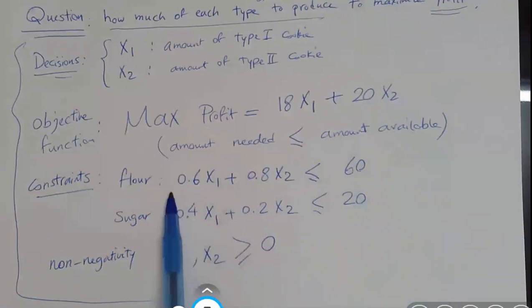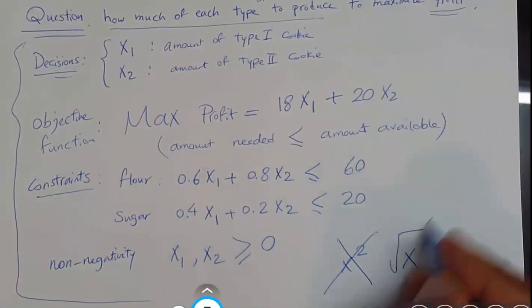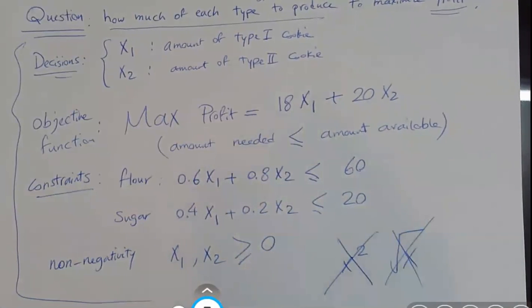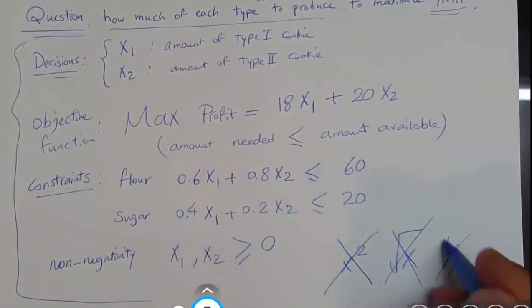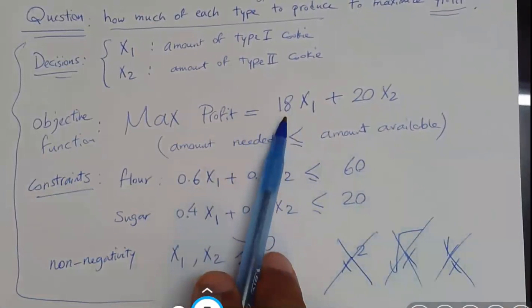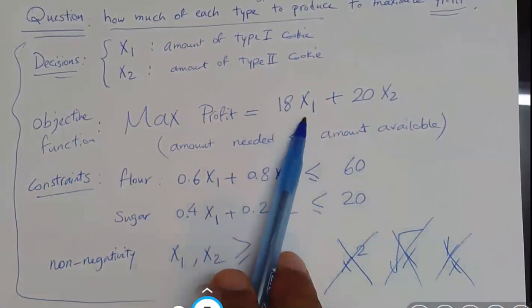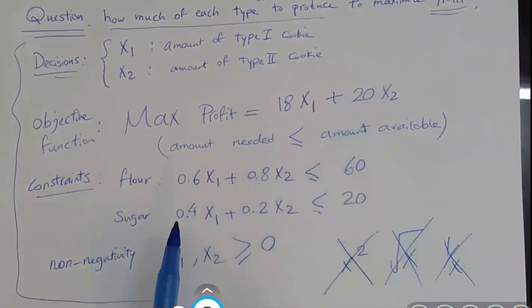Same thing here. If you see x squared, that's not linear. If you see square root of x, that's not linear. If you see 1 over x, for example, that's not linear. But if you have a constant value times a decision variable plus another constant value times another decision variable, that is a linear function, right?